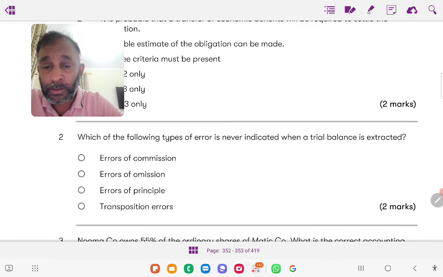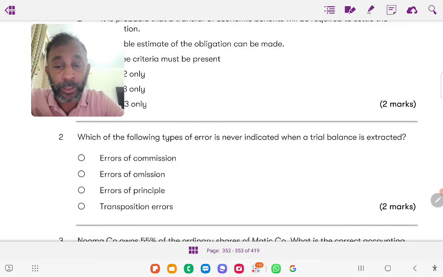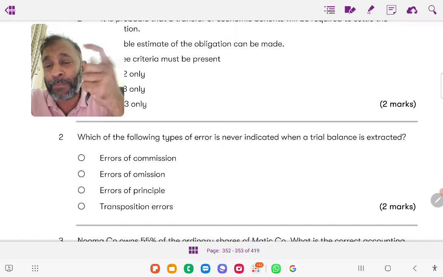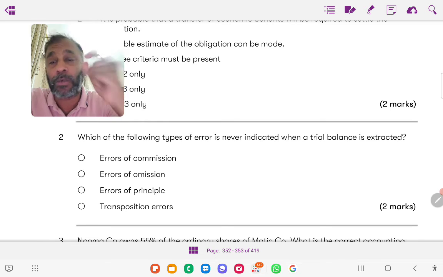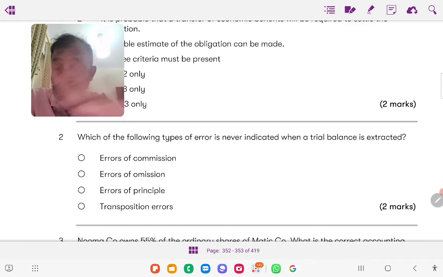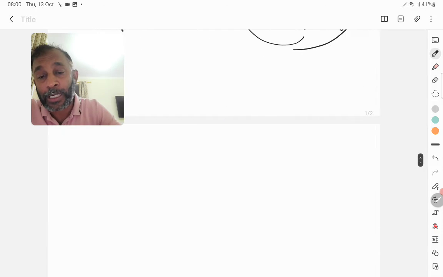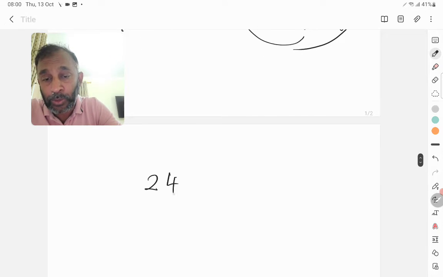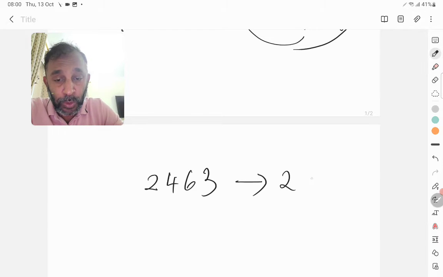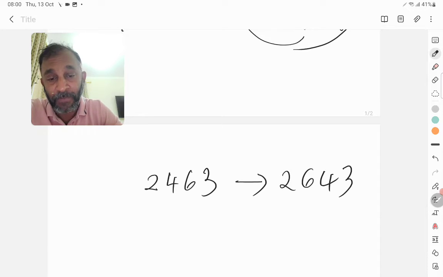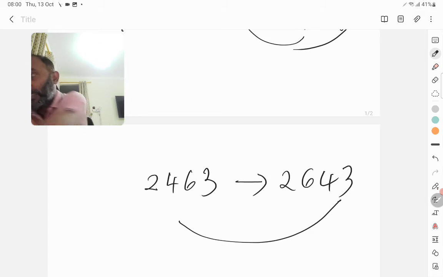Errors of commission, obviously not. Errors of omission, here it's a bit clumsy. The wording they are using is omission; it should say errors of complete omission. So third one, errors of principle, it will never come. Transposition error. What is a transposition error? This is what a transposition error is. For example, 2463, the bookkeeper has written 2643. And then you see between these, there is a difference.